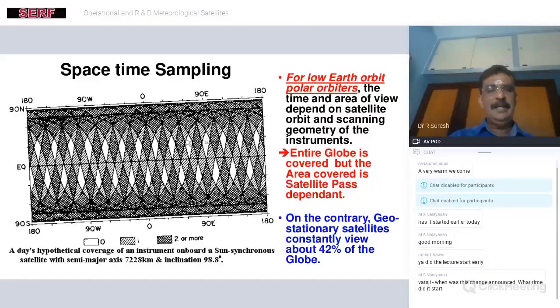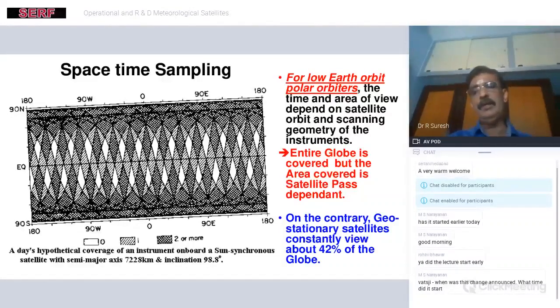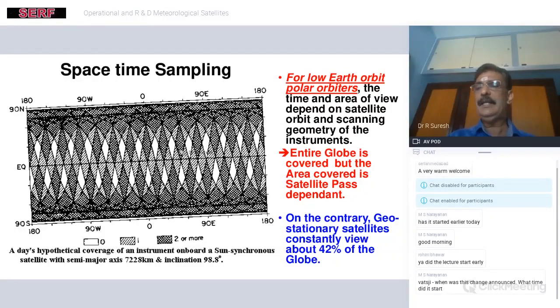You can very well see that there is a white portion in between, a coverage of once, a coverage of more than twice. What is this? That particular area will not be covered by this particular satellite at a time. What does it mean? We want a satellite to cover the total globe, but there are some pockets which are uncovered. So for that, we have to increase the number of satellites. It was calculated that if we have 8 polar orbiters, this set of pockets can be totally nullified.